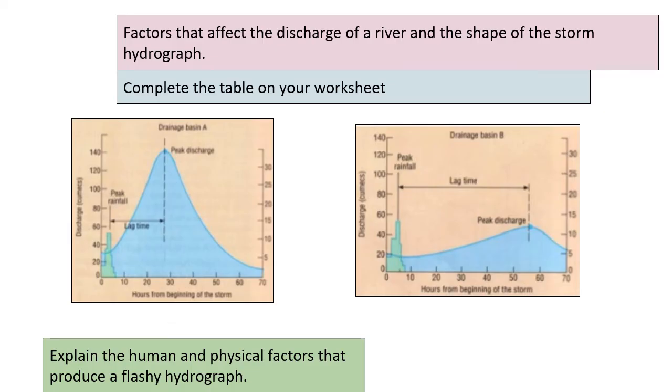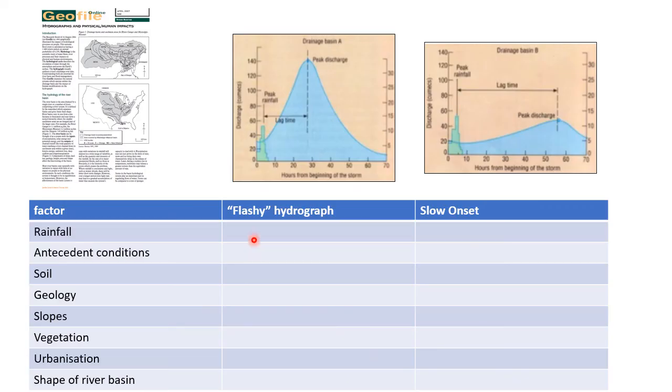Okay, so we've got two hydrographs here, and like I say, you've got the classic two. What you'll see is you've got a relatively flashy one with a short lag time, and you've got a slow onset one with a long lag time. And all I want you to do now is have a look at the next sheet. In fact, let's move on to that. You need to basically decide which factors will make it flashy and which will make it slow onset. And this is where you need to do some extra reading.